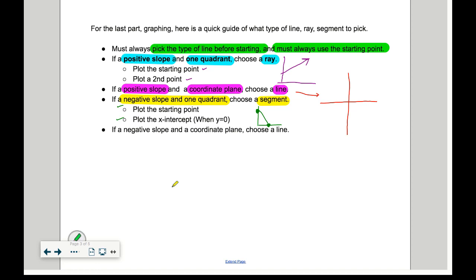And the last type is if you have a negative slope in a coordinate plane. Again, you choose a line. So in that case, you're going to have this, and your line is going to go like that. If we go back a minute to the coordinate plane up here, this line is going to look something like that. So those are all your situations. Don't worry about it. You'll get the hang of it. We promise. If not, just ask.